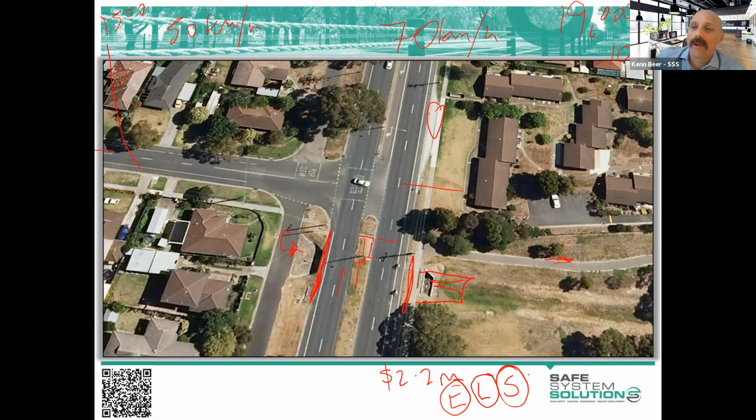Okay, we've got some people in there talking about maybe smaller roundabouts. Why do we need to spend that $5.2 million or whatever I said for a roundabout? Why does it need to be so big? Can it be smaller? Can it be a compact roundabout? I'll come back to that.